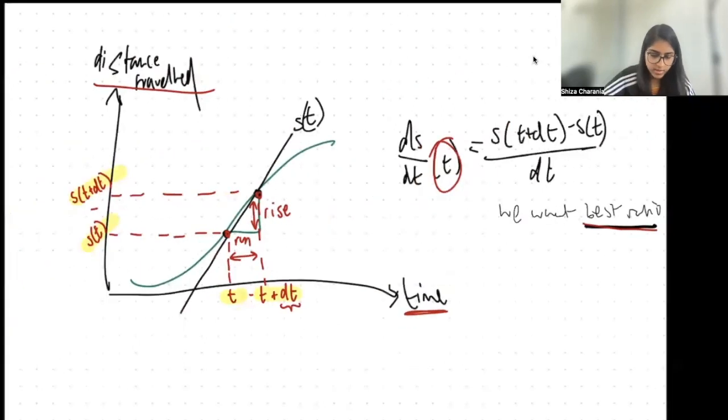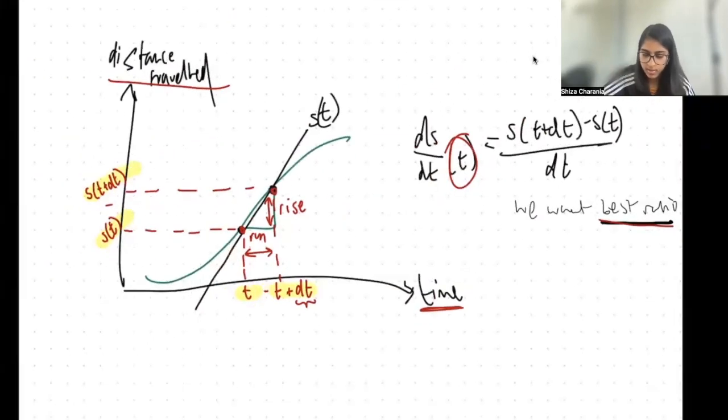Now to do that, we can easily just write it here: s of (t plus dt) minus s of t, over dt, because subtracting this and this gives you dt, and subtracting this and this gives you this. And of course you have to solve for it. So that is how it works.